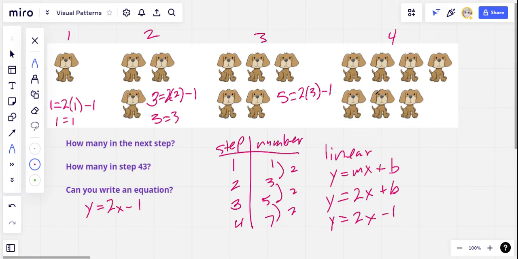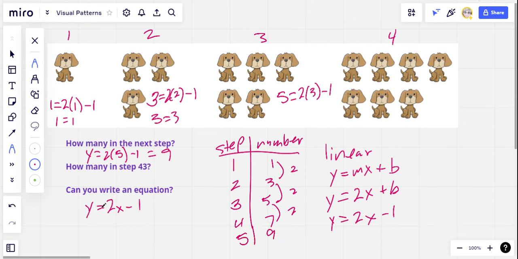So if we put in 5 in this formula, so y equals 2 times 5 for step 5, minus 1, we'd get 10 minus 1, or 9. And that should make sense, right? We're going up by 2 every time. So step 5, if step 4 had 7, step 5 should have 9.